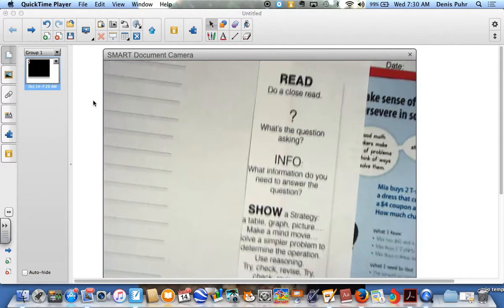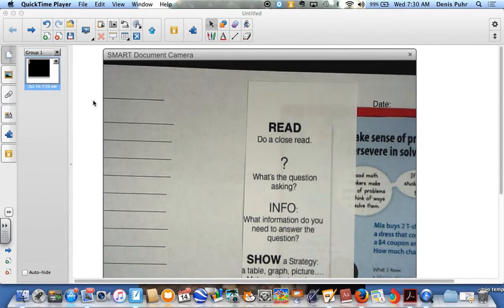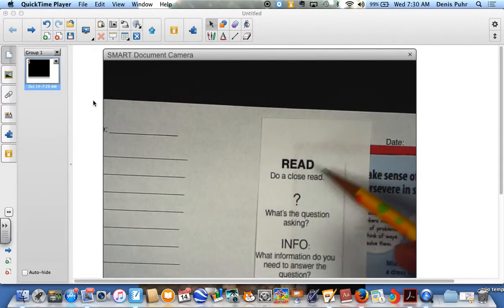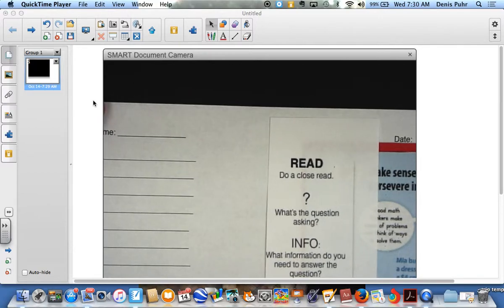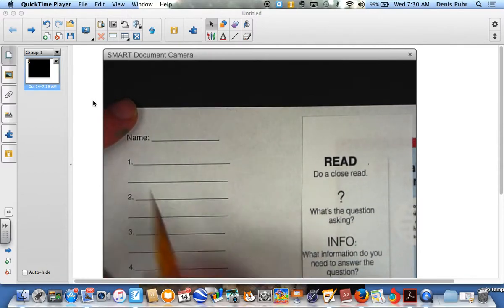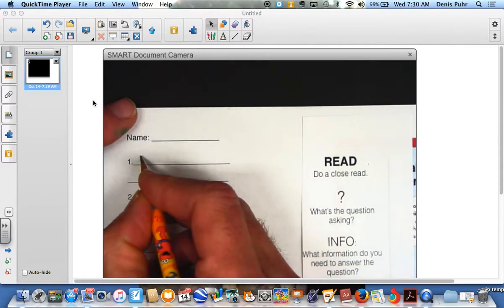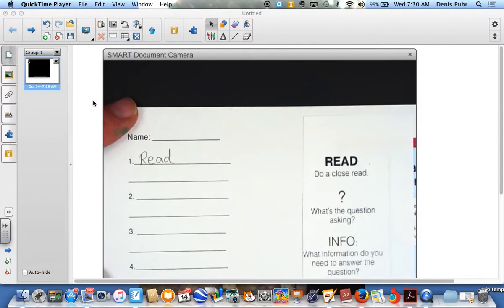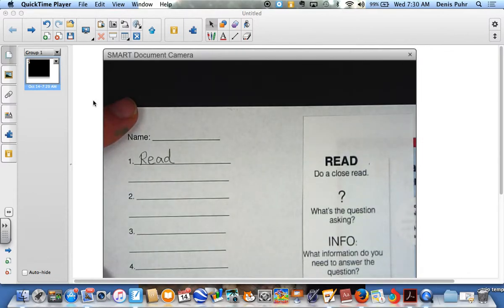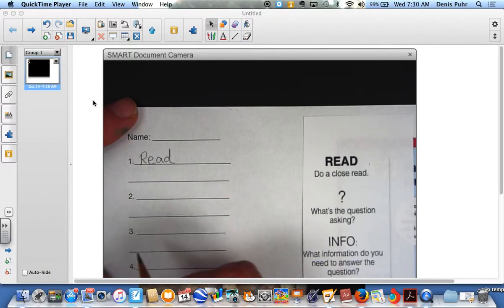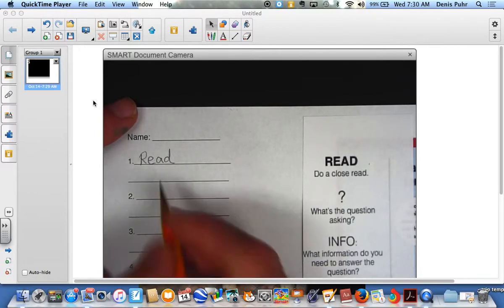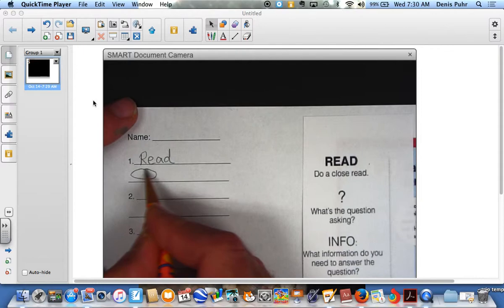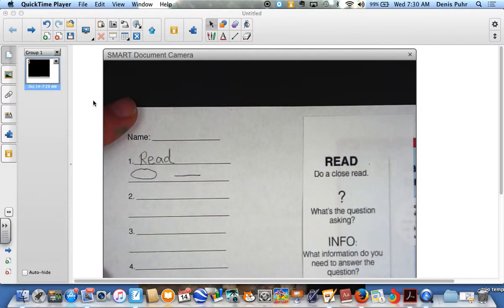I've come up with a handy bookmark that should be able to help you. The first step you want to always do is make sure to read the problem carefully. Do a close read. So on line 1 here, let's write read. When we say close read, that means that you can highlight, okay? You can underline things, you can circle things. So put a little circle, do a line. That's going to remind you that you can circle and underline things in the story problem.